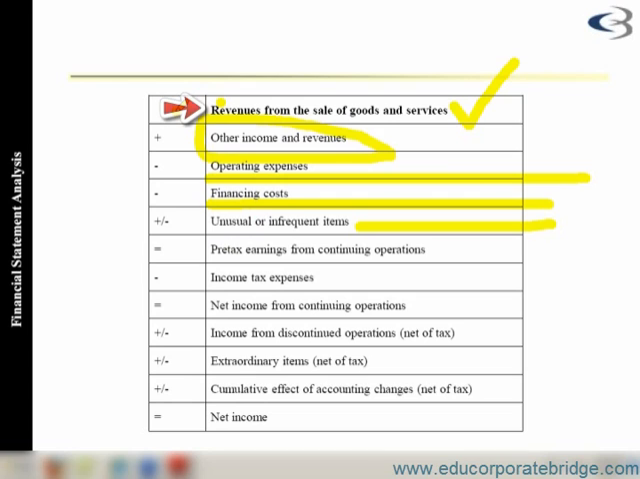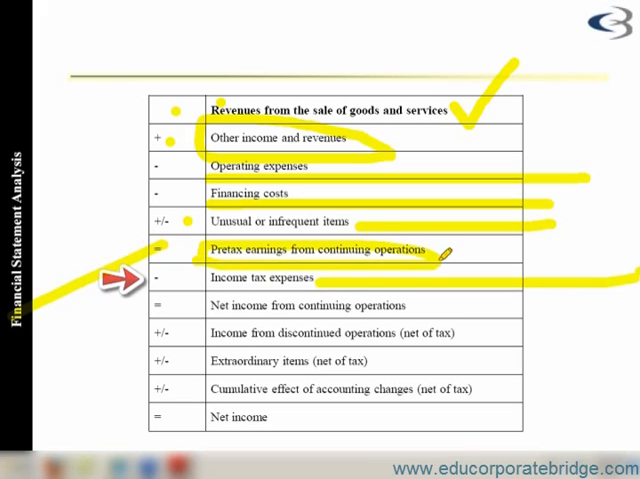So revenue plus other income plus profit minus loss from unusual item minus operating expenses minus financing cost gives me my pre-tax earning. That is the earning before your income tax. Income tax is on the earnings. So if the figure which I've highlighted is my earning, my income tax would be a percentage on this figure.